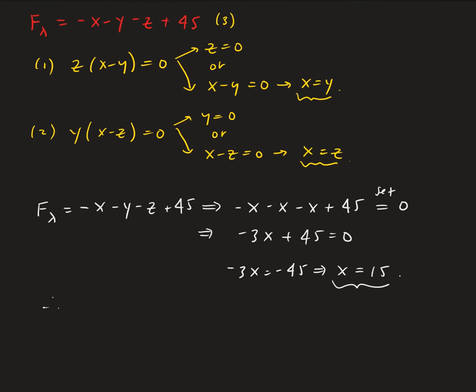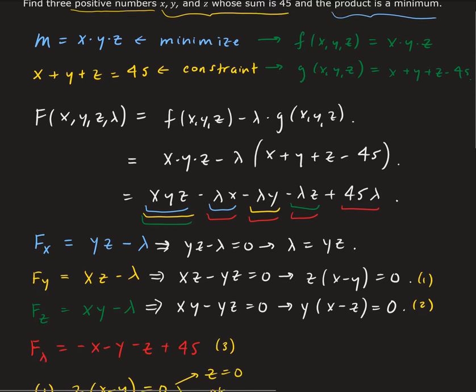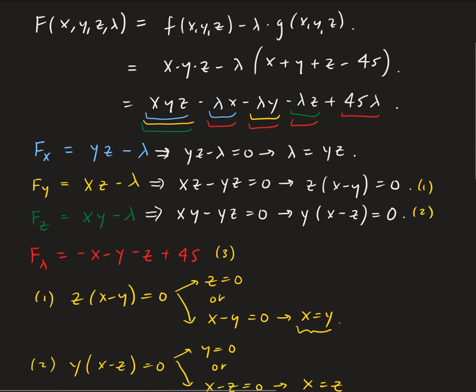Okay. So therefore, since x is equal to y and x equals z, that means y is 15 and z is 15. Okay, so we found our solution. So x, y, and z are equal to 15. So therefore that's our three values, okay? So it's 15, 15, and 15. Okay, so that's our solution. Those are the three positive numbers whose sum is 45 and the product is a minimum, okay?